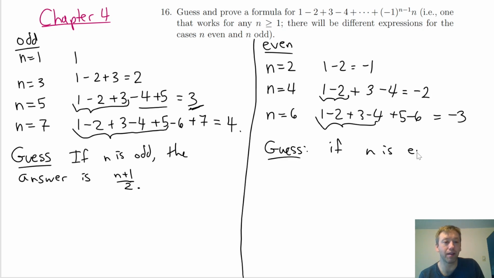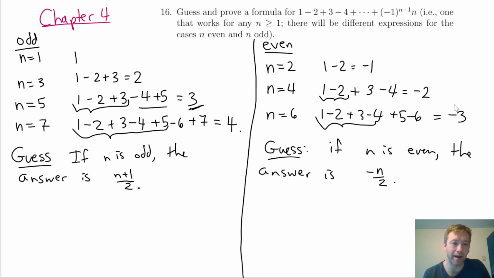if n is even, the answer is negative n over 2. Right? Because I got negative 1 when I put in 2. When I put in 4, I get negative 2. It seems like the pattern is probably correct. Okay, but we still need to prove this.